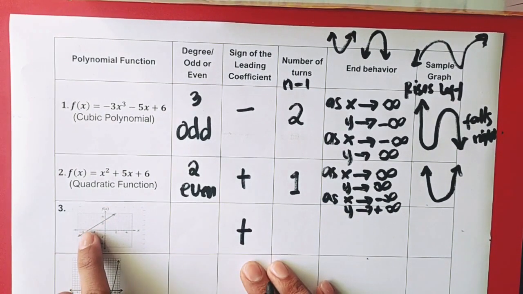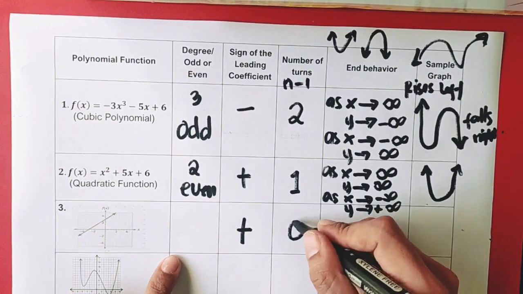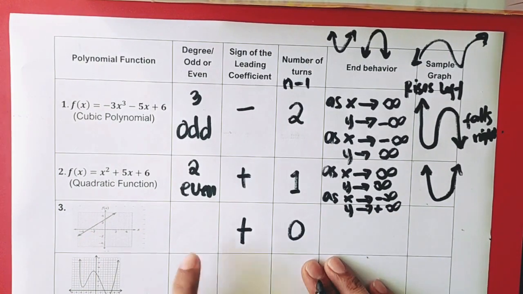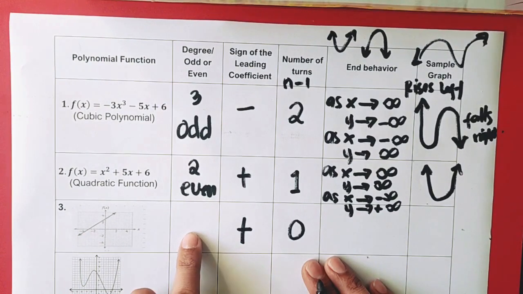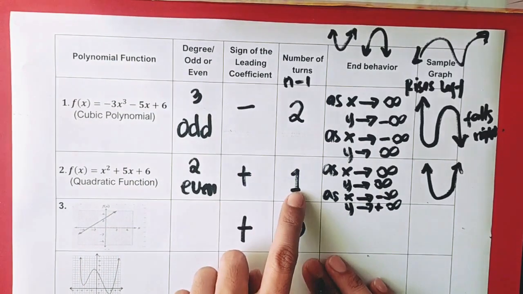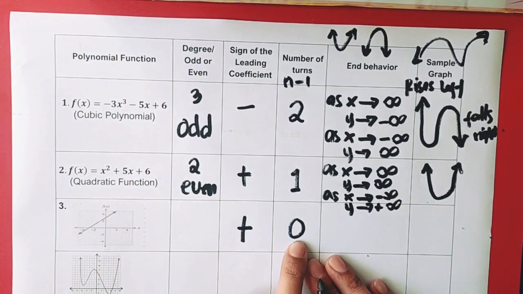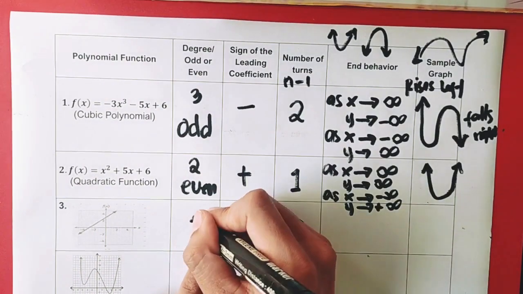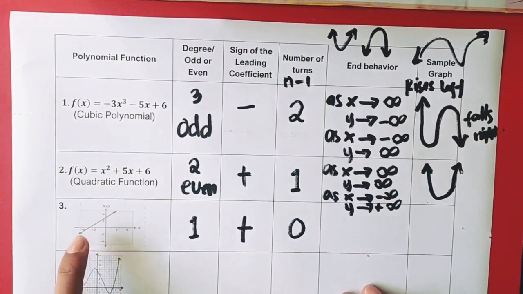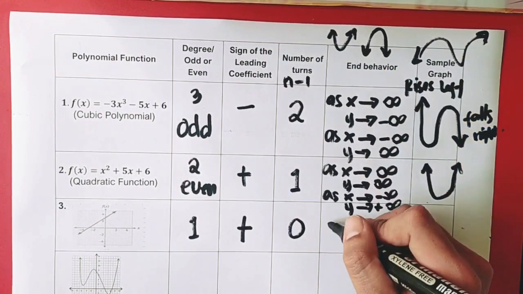Now, how many turns? There is no turn. That means 0. Right? So what is the degree here? If the number of turns is 2, the degree is 3. If the number of turns is 1, the degree is 2. How about if the number of turns is 0, the degree is 1? So this is a linear function.